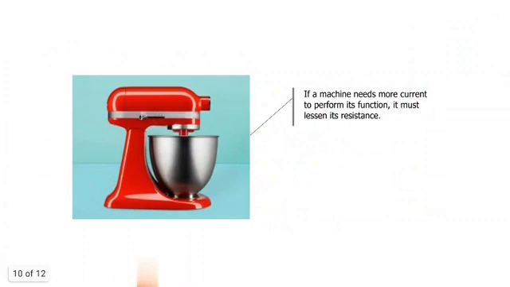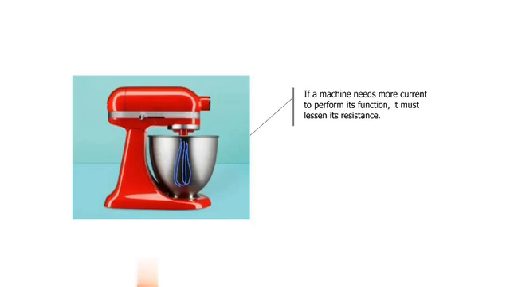Mixer. This is an example. This mixer is capable of performing other functions. So aside from mixing, which is very fast, right? The movement is fast when it's performing mixing. And then it can also perform beating, like beating an egg. So the movement will be slower.